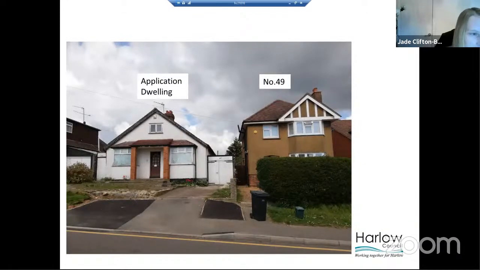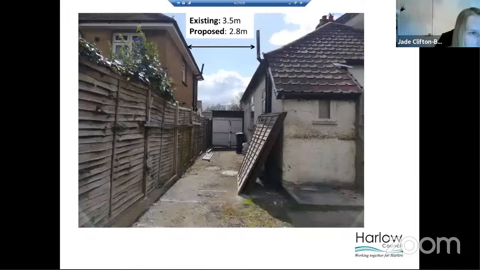This is looking at the relationship between the application dwelling and number 49. As you can see, because of the slope in the road, number 49 is set at a slightly lower land level and is set off the boundary from the application dwelling. This shows the existing and proposed distances between the application dwelling and number 49. So at the moment, the distance is 3.5 metres and the proposed distance is closer at 2.8 metres.